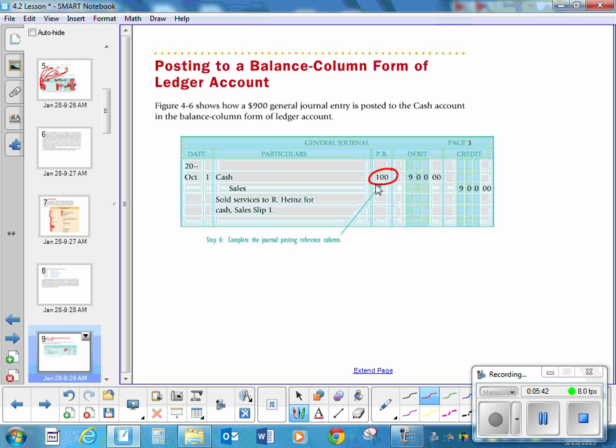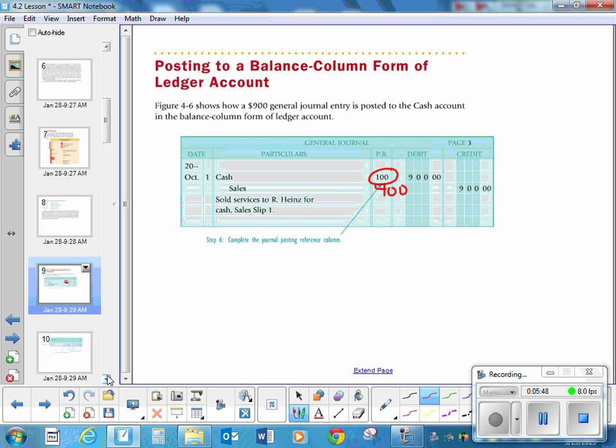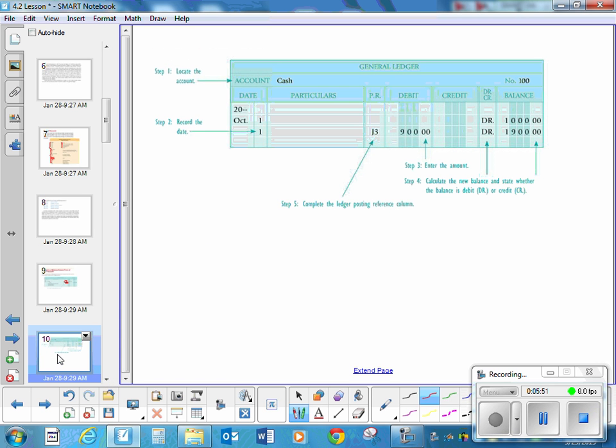So we would put a 400 right there. That tells you that that has been posted and you can carry on, you can move on. Okay, so this is the sales part here that we've already talked about.